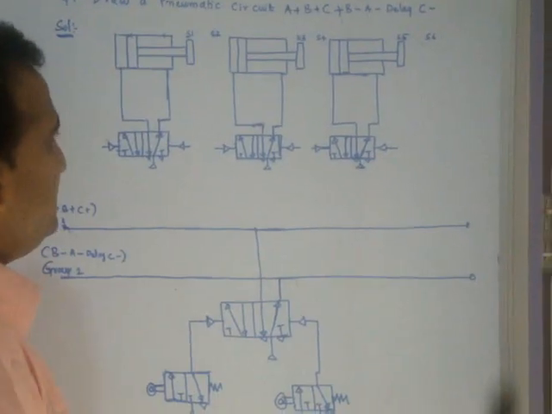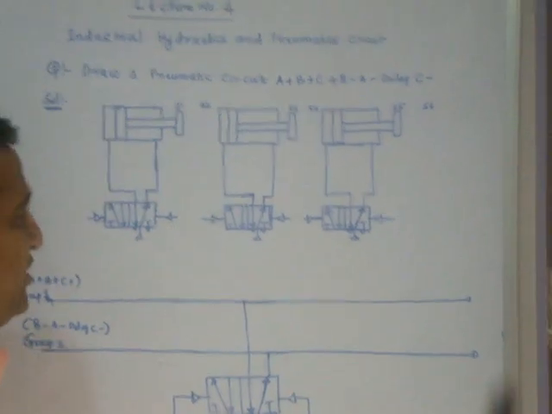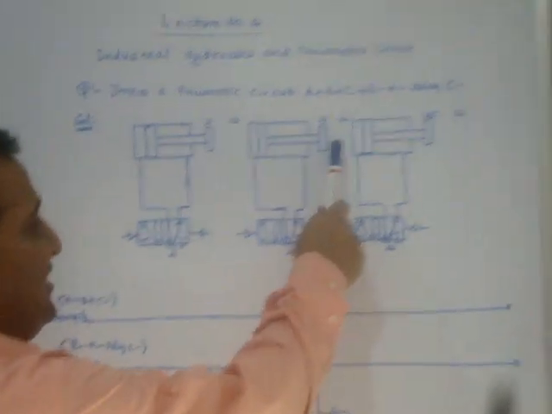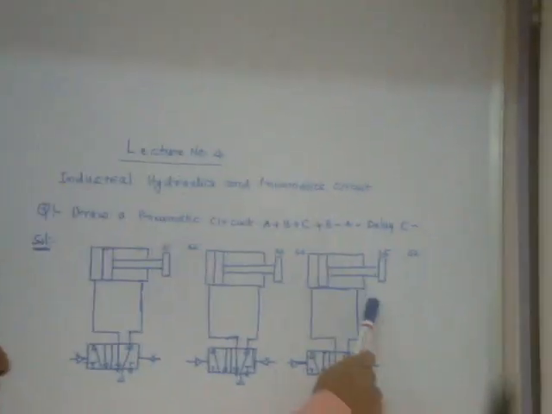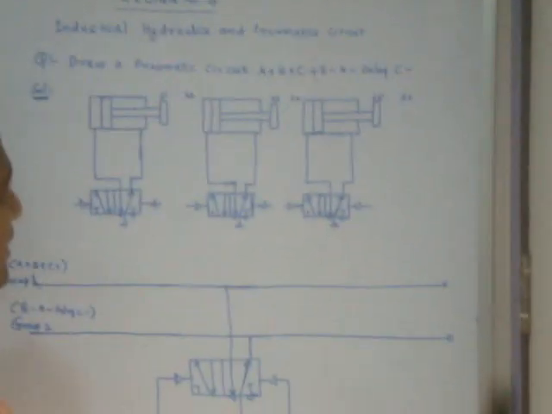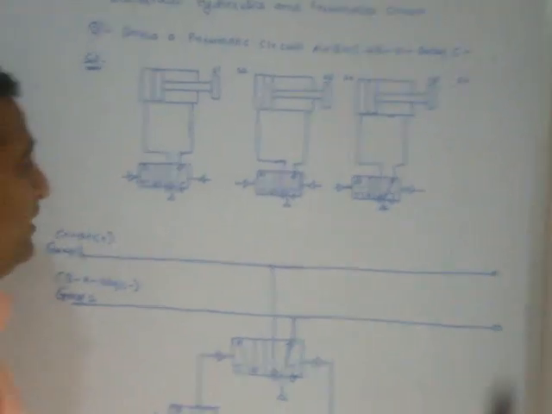Here I have drawn half of the problem. This is the first cylinder. S1 and S2 are pneumatic limit switches, S3 and S4 are pneumatic limit switches, and S5 and S6 are pneumatic limit switches. That is called a limit switch.